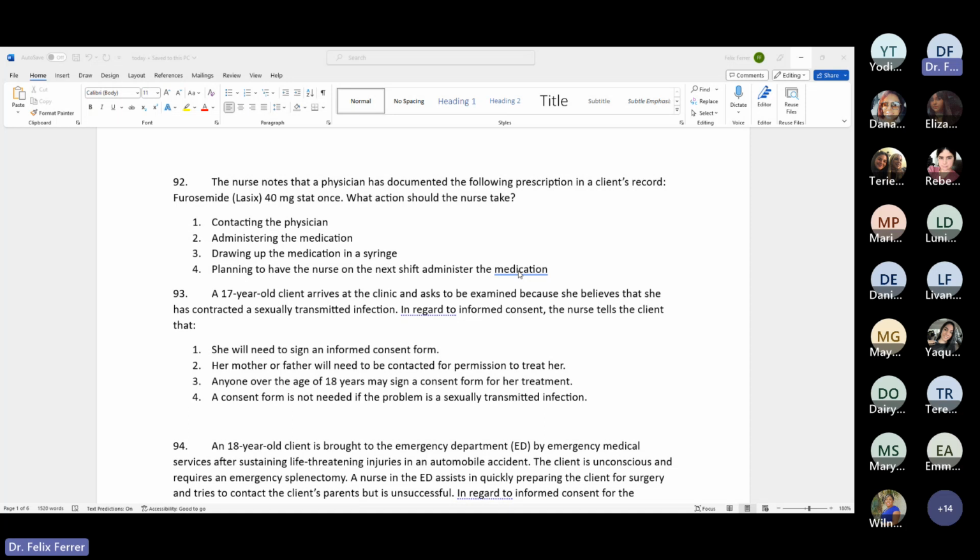When do you consider a minor emancipated? Which ones are the criteria for the minor to be emancipated? When she's pregnant? What else? Married and over 18 years old, right? What else? In the army. What else? Dead parents? STDs. STDs is another one. Addiction.